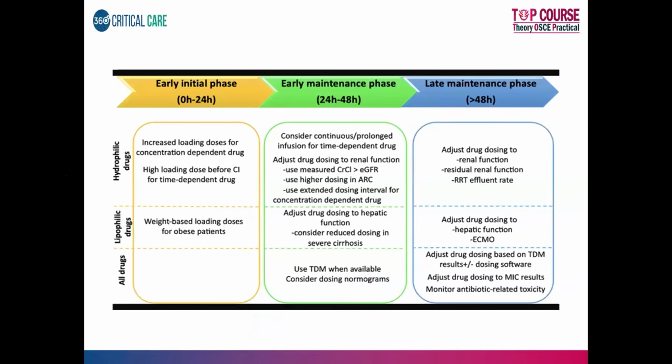Now finally, this is the last slide, which tells about the pharmacokinetics. Basically, you should tell the pathophysiology and what are the measures that are implemented for optimal drug dosing.